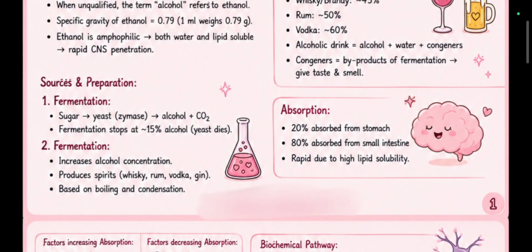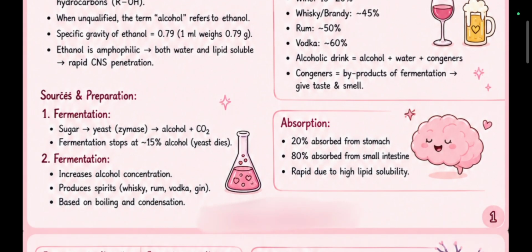More points about fermentation: it increases the alcohol concentration, and produces spirits like whiskey, rum, vodka, gin, based on boiling and condensation. So these are the points you have to remember, that the sources of alcohol are various, not just sugar, but fruits are also sources of alcohol. But here sugar is mentioned. So in brief, you have to understand that yeast is responsible, mainly zymase enzyme is responsible for the fermentation of sugar to alcohol. And why is fermentation required? Because it increases the alcohol concentration.